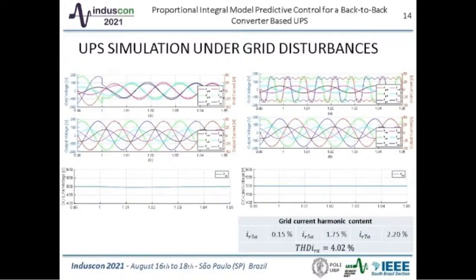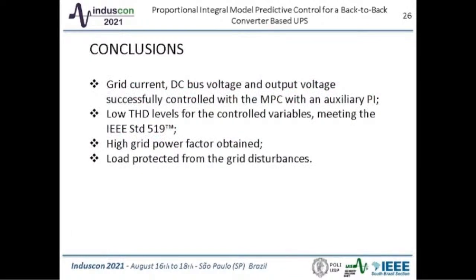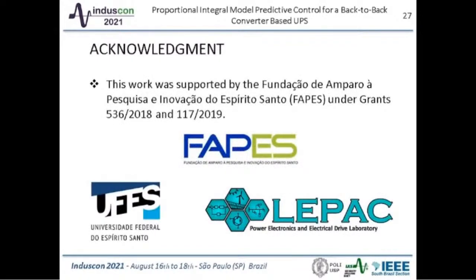So, our conclusions: the grid current, the DC bus voltage, and the output voltage have been successfully controlled with the MPC with an auxiliary PI. We have obtained low THD levels for the controlled variables, meeting the IEEE standard 519. We have obtained a high grid power factor, and the load has been protected from the grid disturbances in the second simulation. And that's it.